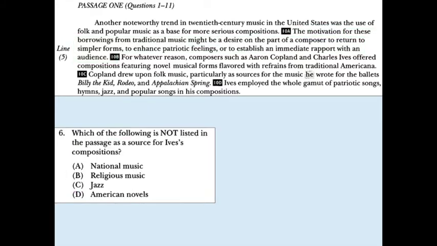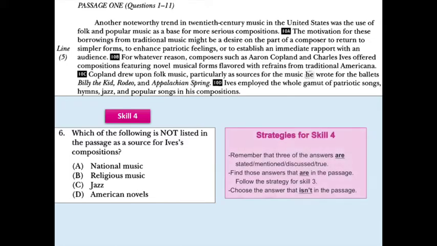Number 6. Which of the following is not listed in the passage as a source for Ives' compositions? Okay, this is a Skill 4 question, and these are the strategies for Skill 4. Remember, three of the answers are stated, mentioned, discussed, or true. Find those answers that are in the passage, following the strategies for Skill 3, and then choose the answer that is not in the passage.